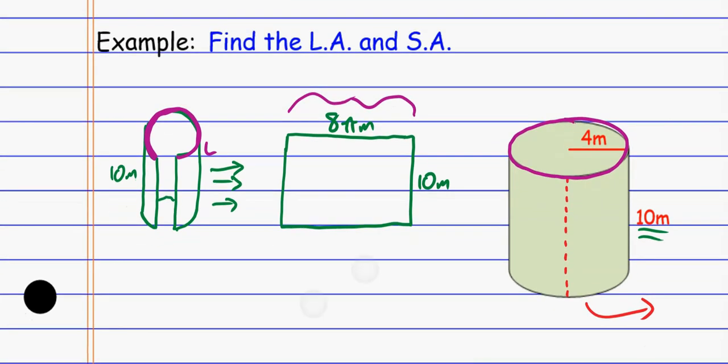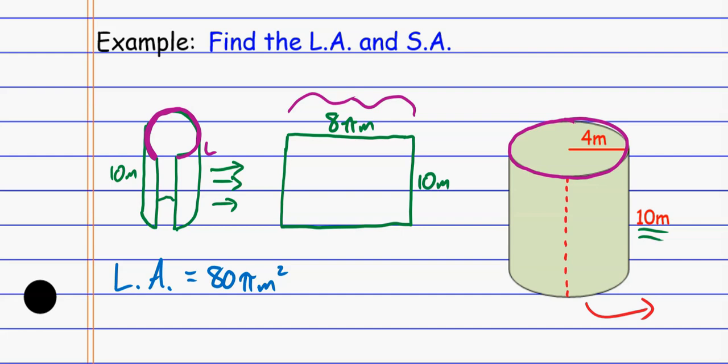The lateral area, I'm going to leave it in terms of pi for a moment, but the lateral area is just the area of that rectangle. Well, that rectangle is base times height. That's 80 pi meters squared, okay? So 80 pi square meters, that's my lateral area. And yeah, I could round that off to a decimal if I needed to.